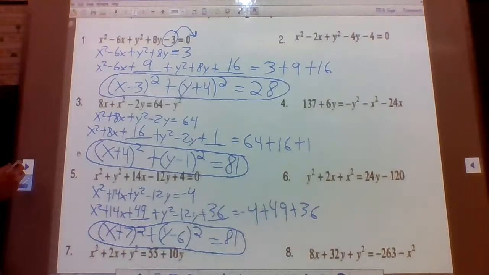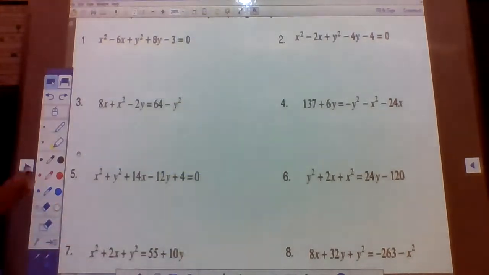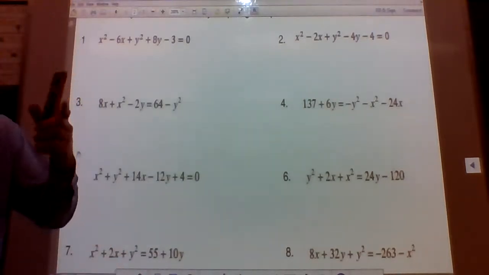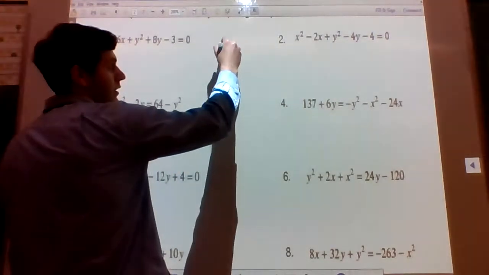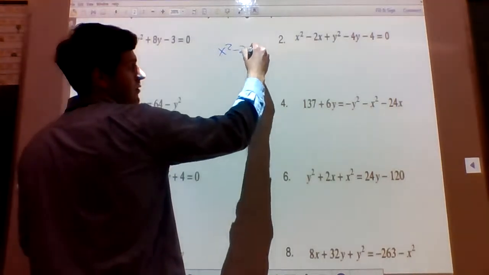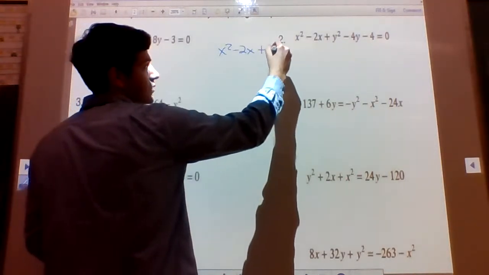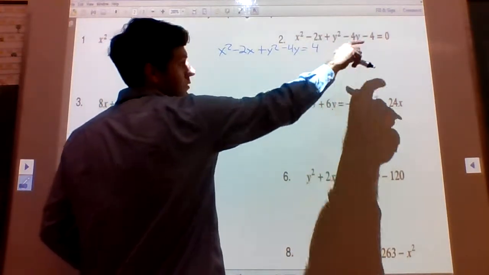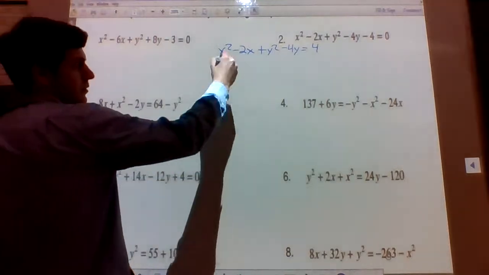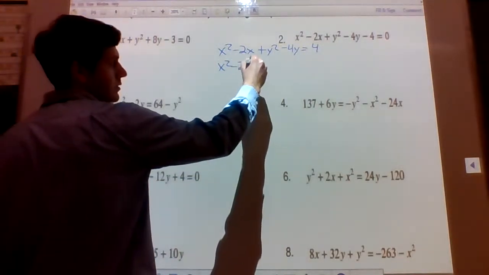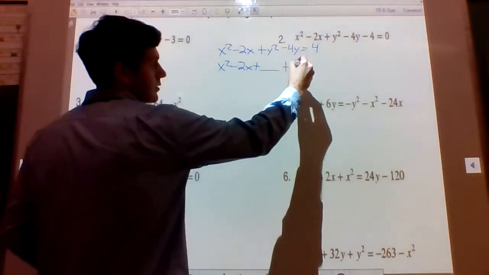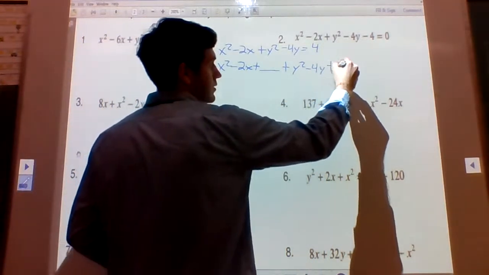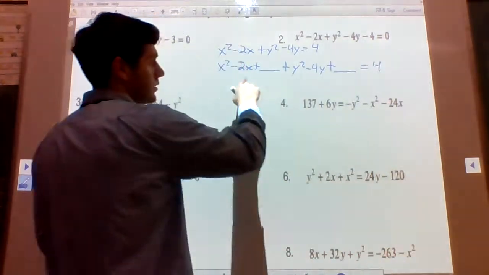Let's do 2, 4, and 6. Okay, number 2. It's already in a pretty good order. We just need to move that 4 to the other side. So we would have x squared minus 2x plus y squared minus 4y equals +4, because we're adding 4 to both sides. So here x squared minus 2x plus something plus y squared minus 4y plus something is going to equal 4.